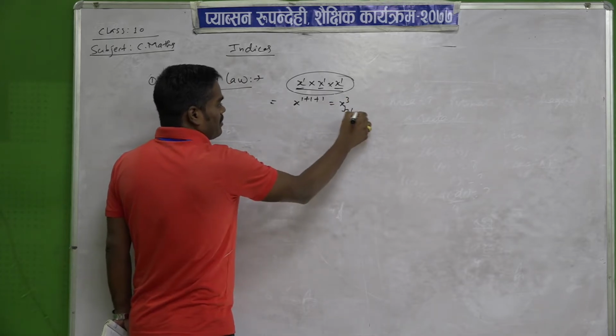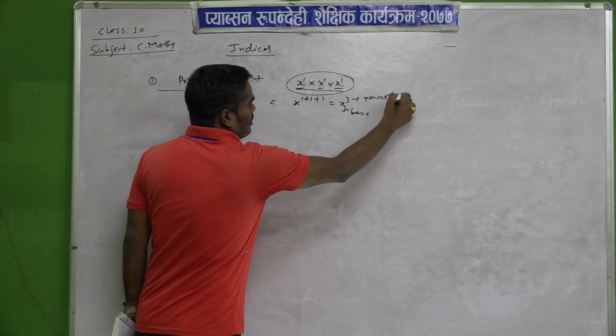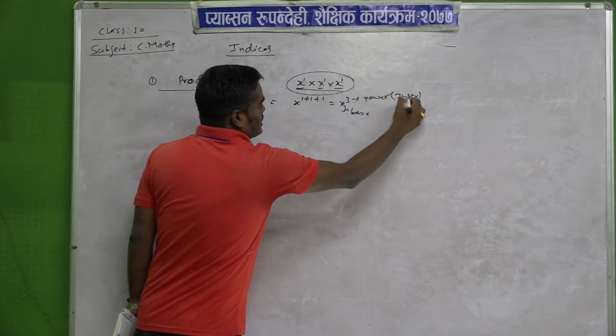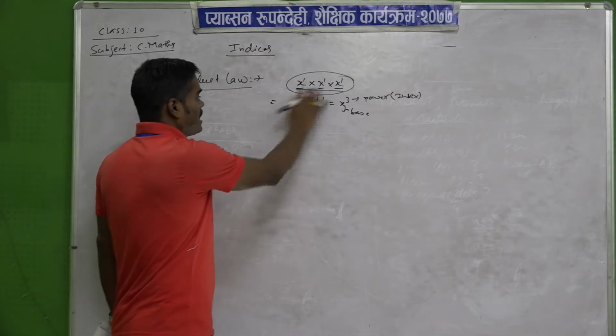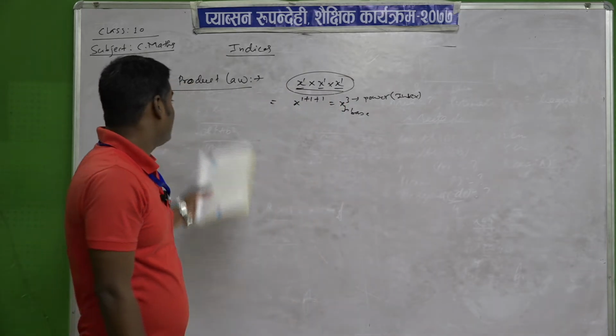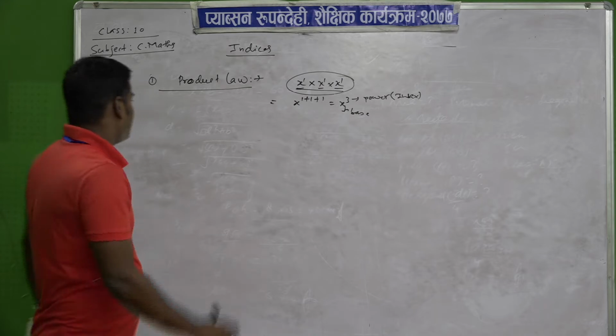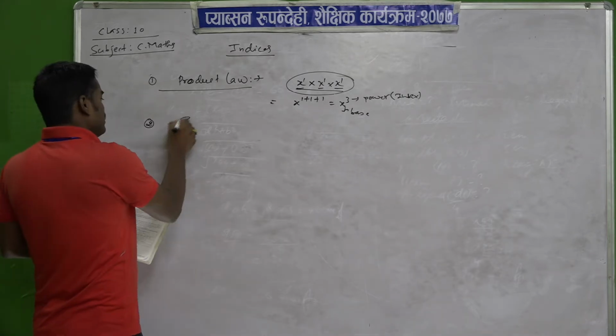So, this one is the base and this one is the power, or you can say index. If bases are same, then powers are added. This is the product law. And second is quotient law.